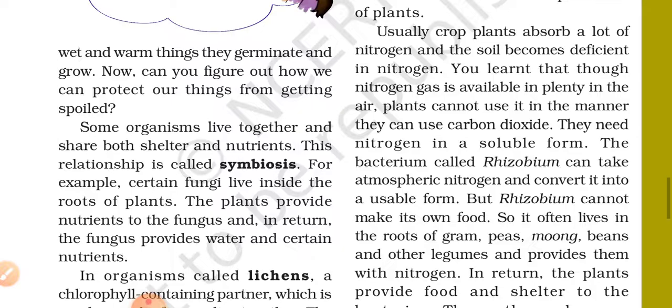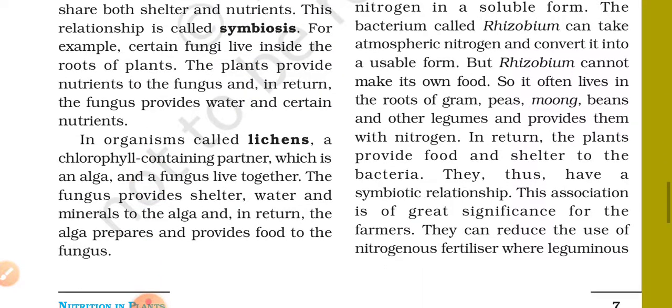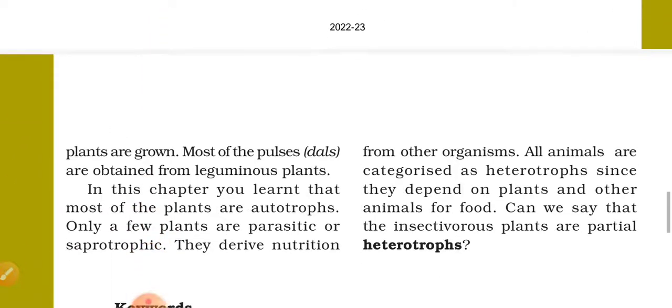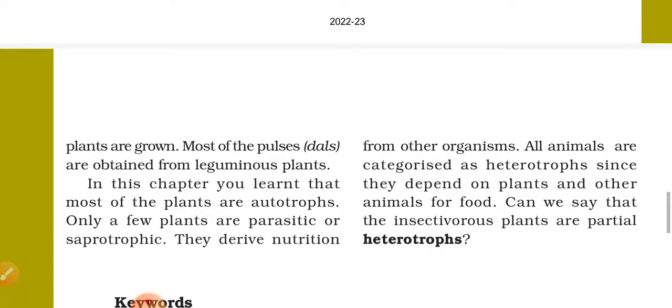But Rhizobium cannot make its own food, so it often lives in the roots of gram, peas, mung, beans, and other legumes and provides them with nitrogen. In return, the plants provide food and shelter to the bacteria. They thus have a symbiotic relationship. This association is of great significance for the farmer. They can reduce the use of nitrogenous fertilizer where leguminous plants are grown. Most pulses, dals are obtained from leguminous plants.